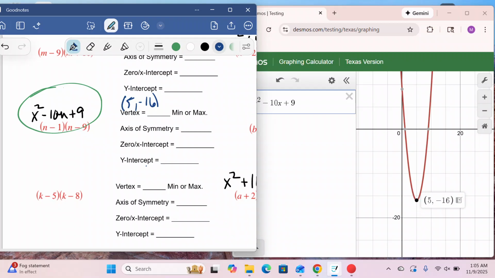Is this a minimum or is it a maximum? It is a minimum. Why is it a minimum? Because it is at the bottom of the U shape. If the vertex was at the top of the mountain, then that would be a maximum.